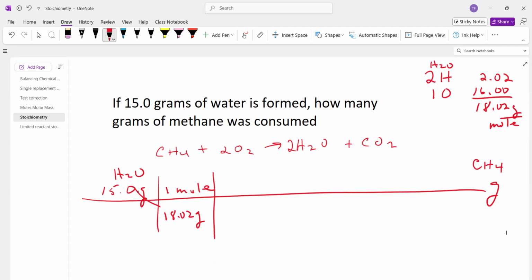Now we can talk about the molar relationship between water and methane. And we get that from the balanced equation. So the ratio of the coefficients: methane is 1, water is 2. So that relationship is 1 to 2. That's going to go here. So the question is, what goes on top, what goes on bottom? Well, since water's got to cancel, we're going to put water on the bottom, and the methane on the top.